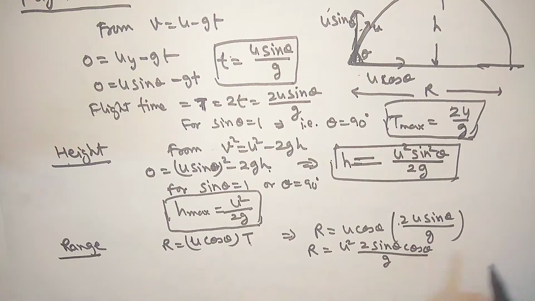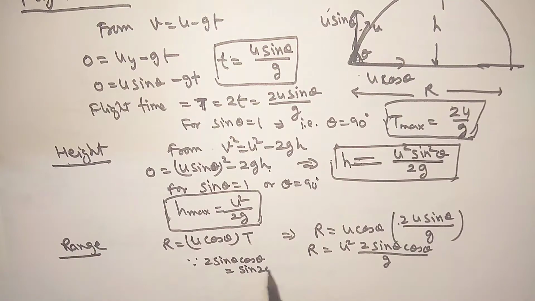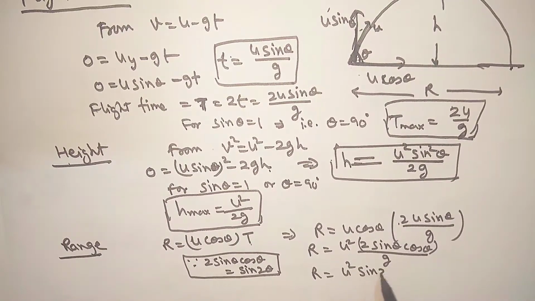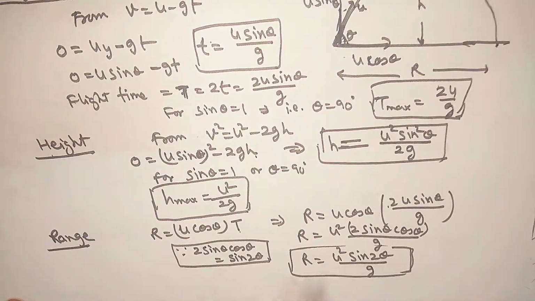And you know, 2 sin theta cos theta is equal to how much? It is sin 2 theta. According to the trigonometry property, 2 sin theta cos theta is equal to sin 2 theta. So here we can write r is equal to u square sin 2 theta upon g. This is the range of the projectile motion. Is it clear? 2 sin theta cos theta means sin 2 theta.